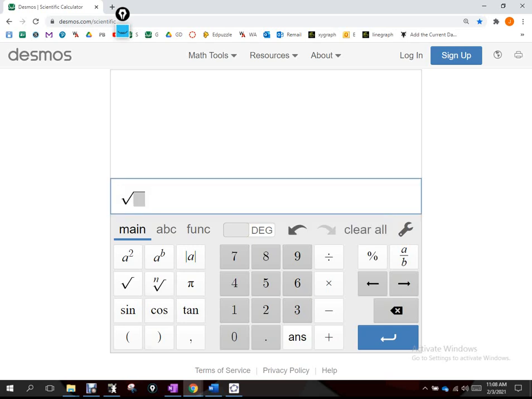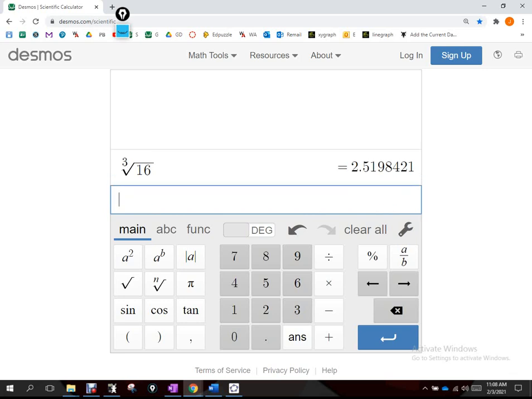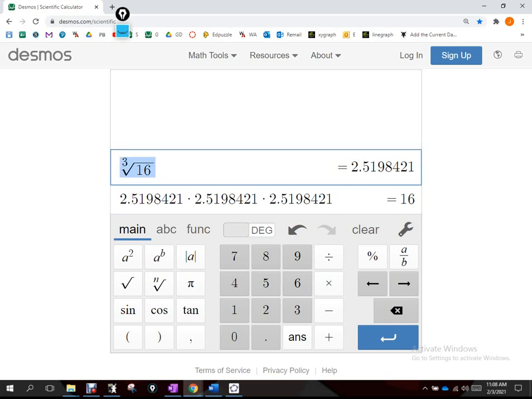If I click that, you see how it now puts the cursor out here in front? I can put a 3 there. I can put a 16 in there. It gives me that number there. What that means, and we've done this before, is if I take that number and multiply it by itself 3 times, we see that generates the 16 that we're looking for. Okay, so this is a symbol for that number.